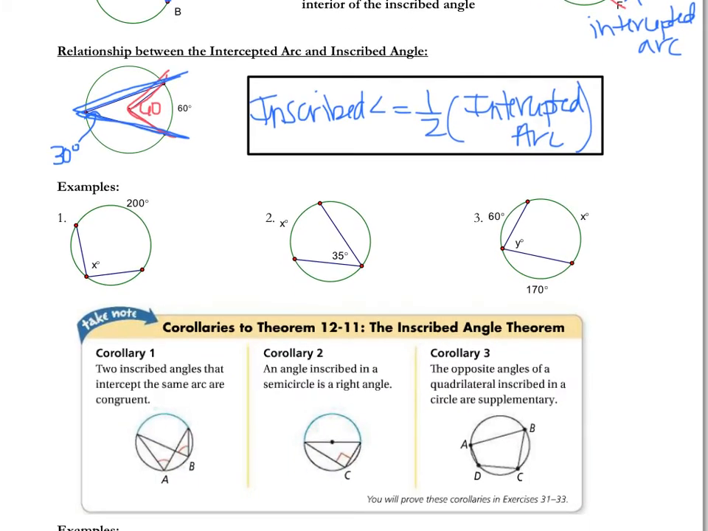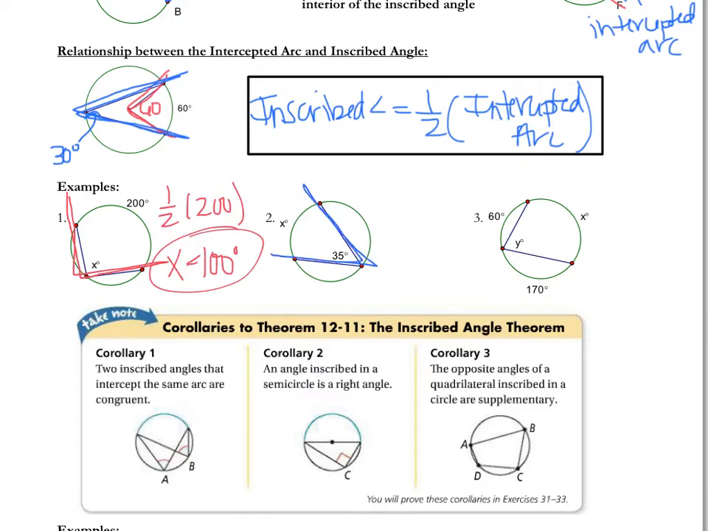So then I have a couple of examples here for you to look at. The key to remember here is when you're trying to find the angle, it is getting smaller. So I'm trying to find the angle here, so I have to take half of 200 because it's going to get smaller. X ends up being 100 degrees. But when you're trying to find the arc, like in number 2 here, the arc is actually the bigger thing. So to find x in this one, you have to take the angle and multiply it by 2 to get the arc. The arc is 70 degrees.